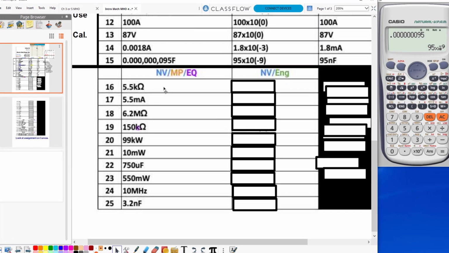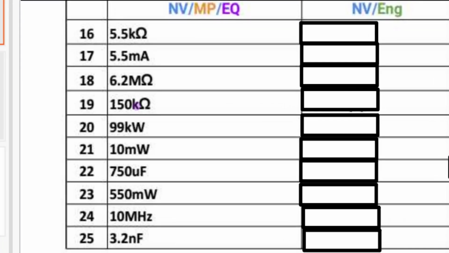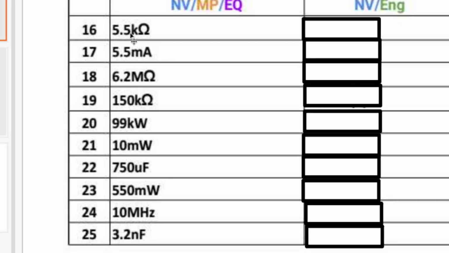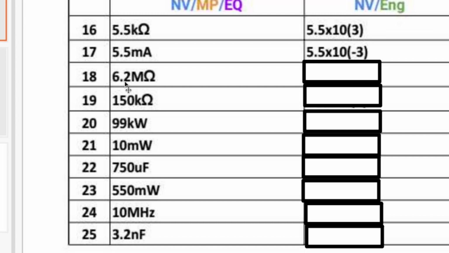Okay, this next section on your sheet here is really just memorization. There's no calculations that you're doing here. So I see here that I have 5.5 kilo ohms, and I want the numerical value and the engineering notation for each one of these numbers. Well, I'm going to keep the 5.5, and the lowercase k tells me times 10 to the third. 5.5 milliamps is going to be 5.5, and the lowercase m tells me times 10 to the -3rd. 6.2 mega ohms. I'm going to keep the 6.2. The uppercase m tells me times 10 to the 6th.